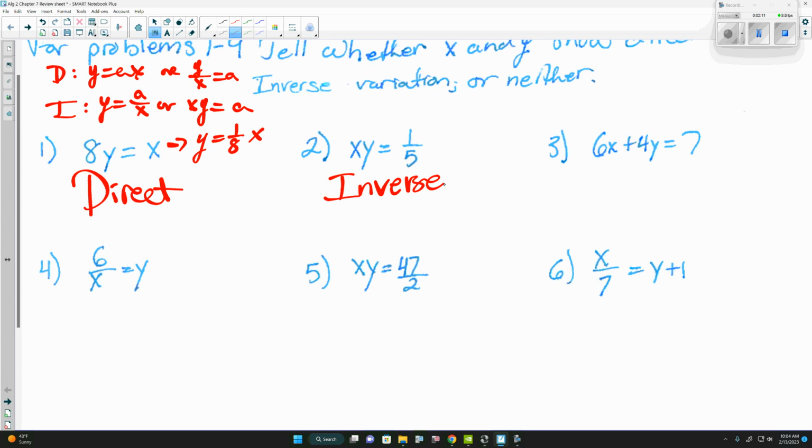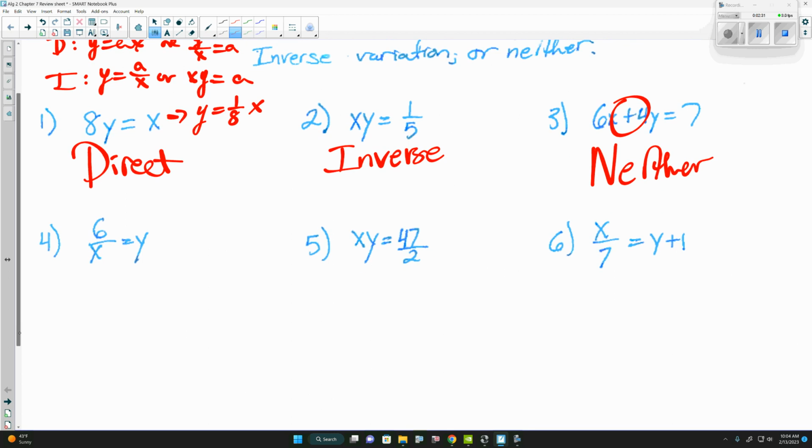Number 3 is neither. What's the big giveaway? Yeah. We have addition or subtraction written in the equation. It's going to be neither. Because direct and inverse variation is completely with multiplication or division. We don't have addition or subtraction with it. Number 4 would be inverse.